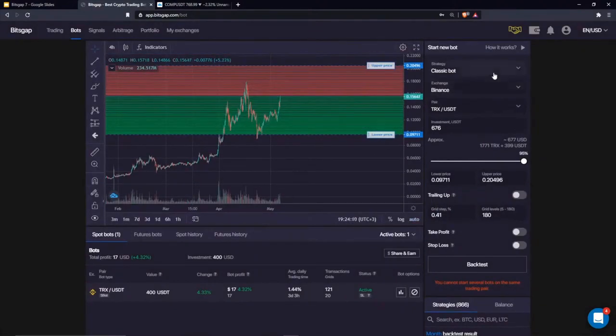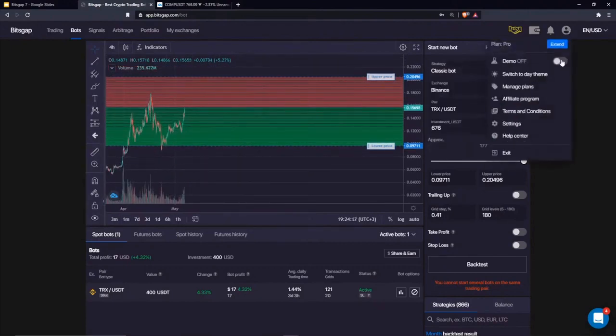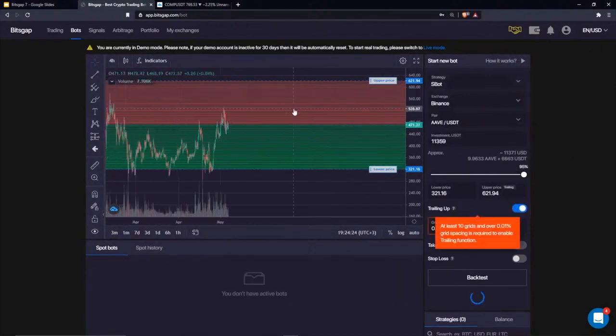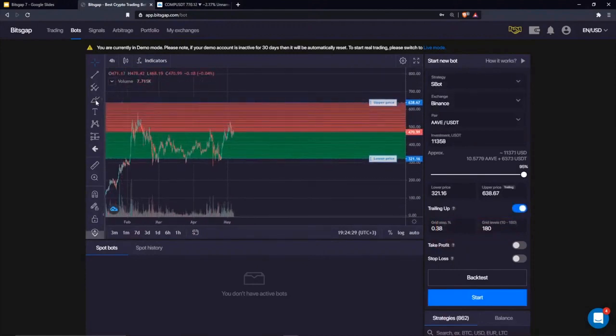So that's the thing about the classic bot. And as we speak of the SBot, let's switch back to the demo mode. Let's see what we have for the SBot. So you now know that the SBot is the perfect one for the sideways market.